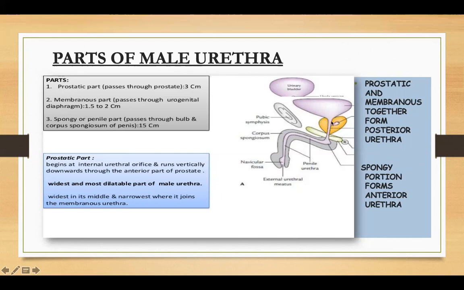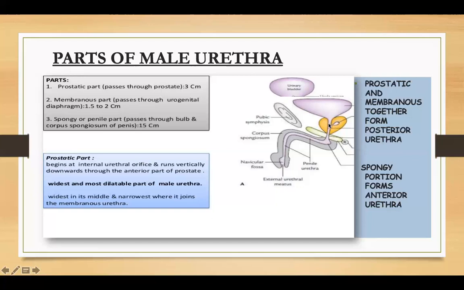Prostatic part. Prostatic part begins at the internal urethral orifice. This is the internal urethral orifice and runs vertically downwards through the anterior part of the prostate. This is the anterior part. This is the posterior part. So it passes downward through the anterior part of the prostate. Prostatic part is the widest and most dilatable part of the male urethra, widest in its middle and narrowest where it joins the membranous urethra.